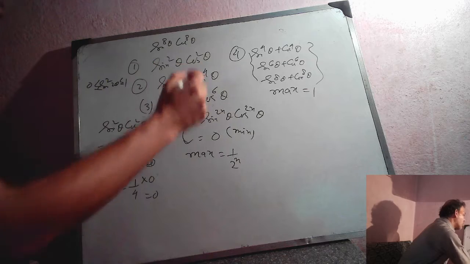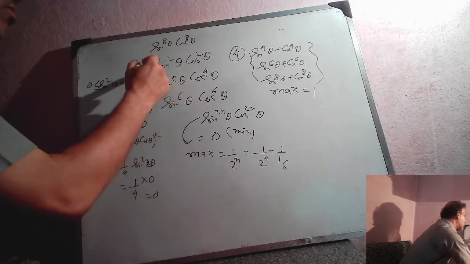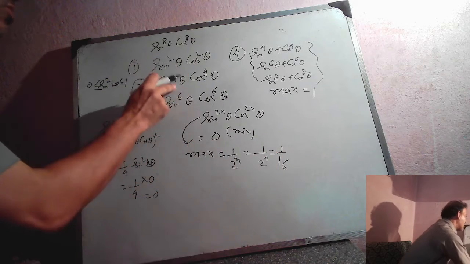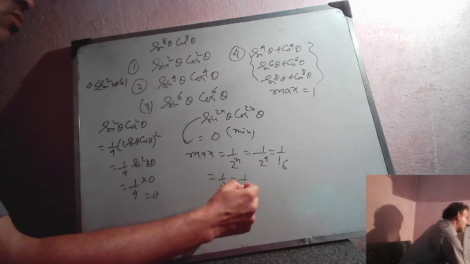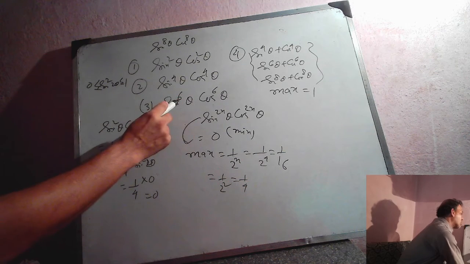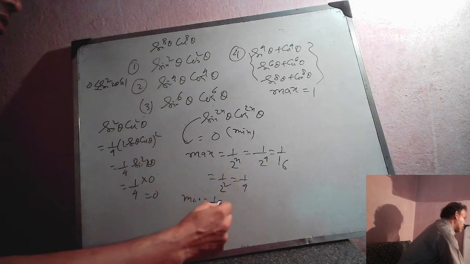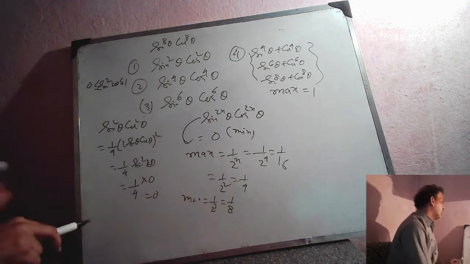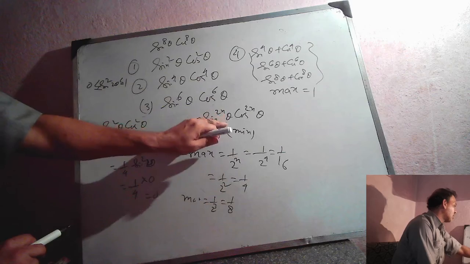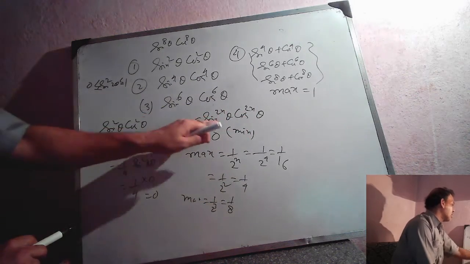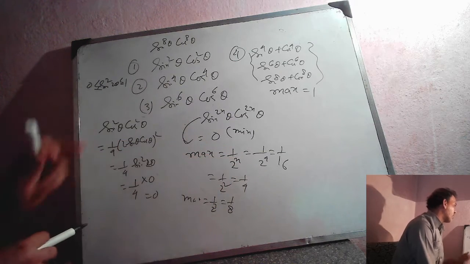Now n means 4, so the maximum value will be 1 by 2 to the power 4, equal to 1 by 16. That is for case 1. For case 2, n equals 2, so the maximum value will be 1 by 2 square, 1 by 4. For this, 2n equals 6, n equals 3, so the maximum value will be 1 by 2 cube, equal to 1 by 8. So if problems are of the type sin power 2n theta, cos power 2n theta, then the minimum value will be 0, but the maximum value will be 1 by 2 to the power n.